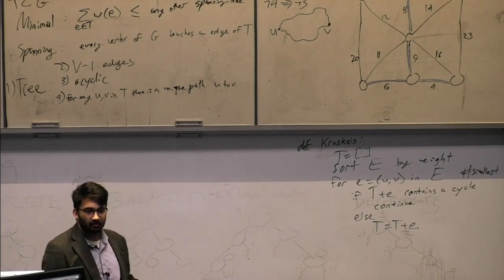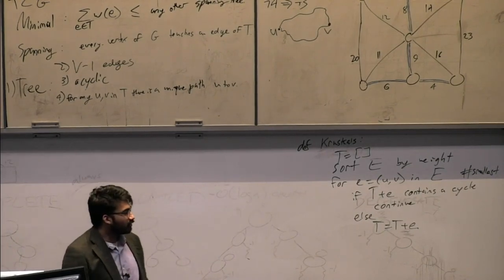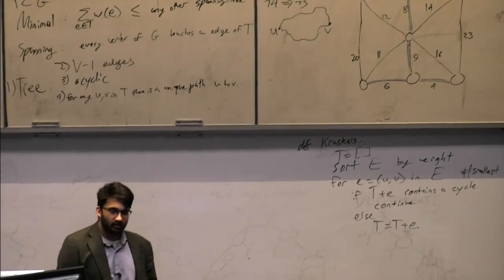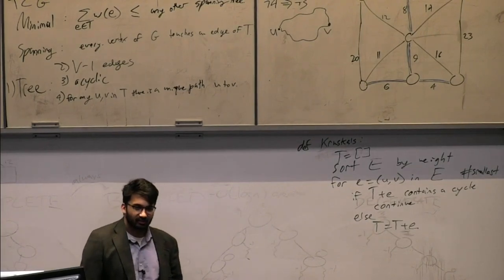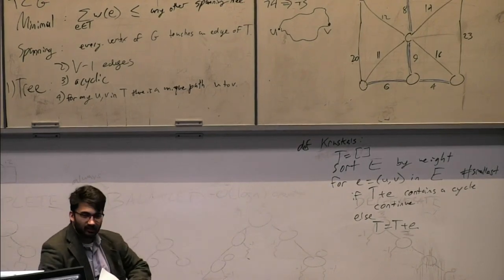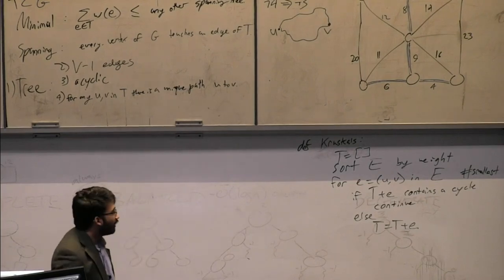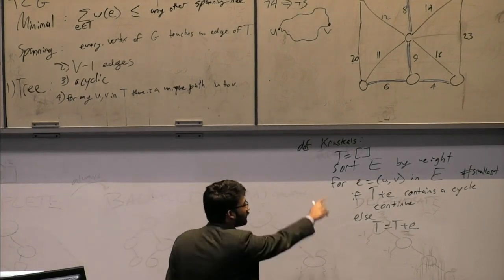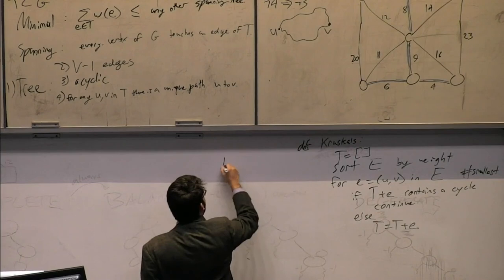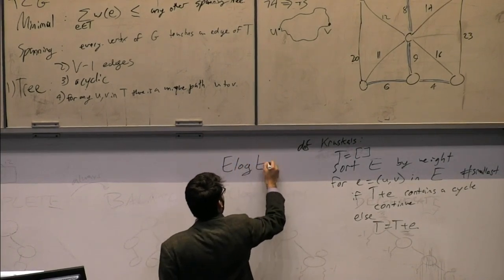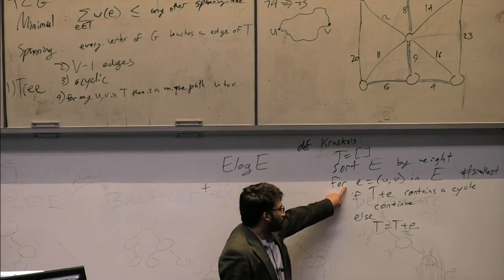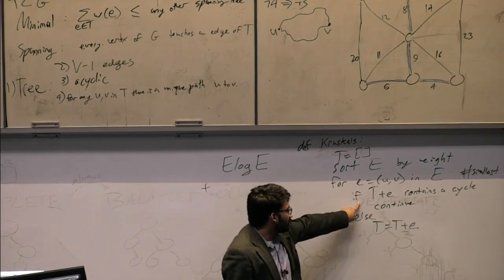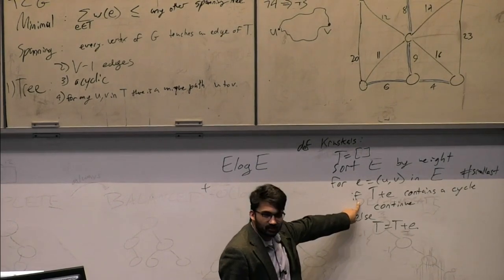Yes? Ah, great question. Fantastic question. How do you know if it creates a cycle? You run cycle finding through DFS. Yeah, so let's talk about, this is loose English, it's not really an algorithm. Let's talk about what the complexity of this is. So sorting E by weight takes what? E log E, right? Then for each edge, you run a DFS if that edge adds a cycle to it.